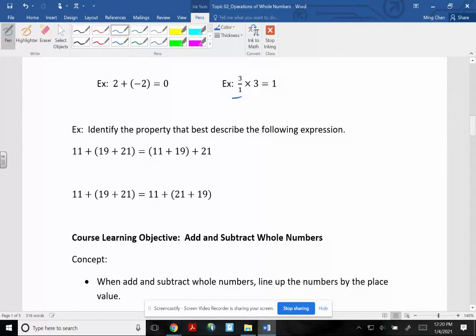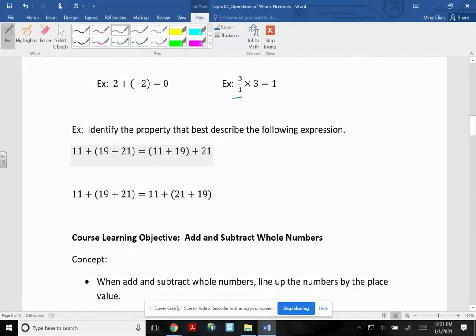So let's try this. Identify the property that best describes the following. When we do an example like this, what you want to do is look at the order first, then look at the commutative, then look at the associative property. So here on the left side, I got 11, 19, and 21. On the right hand side, I got 11, 19, and 21. So it's the same. The order has not been changed.